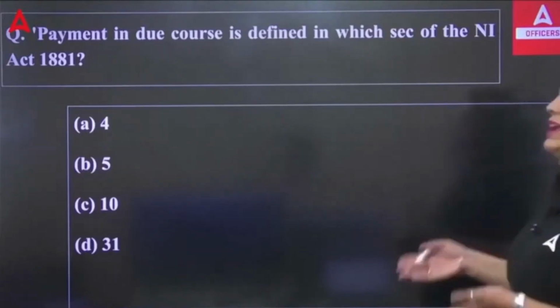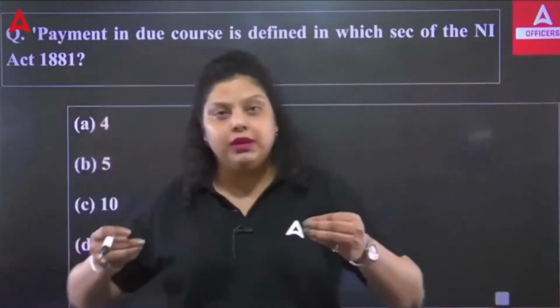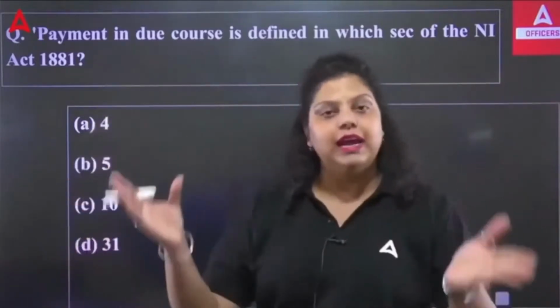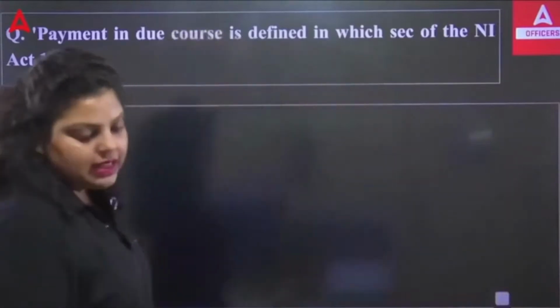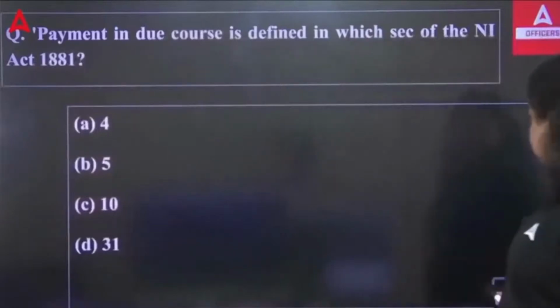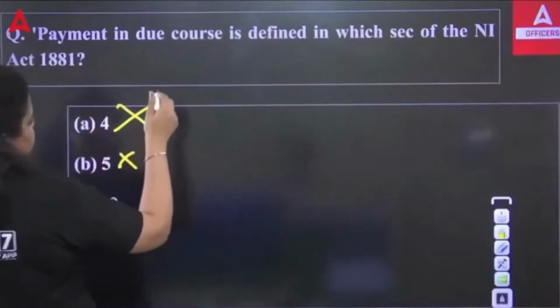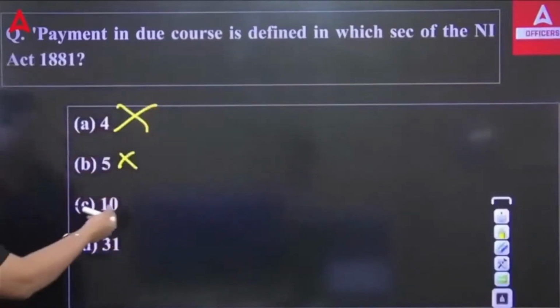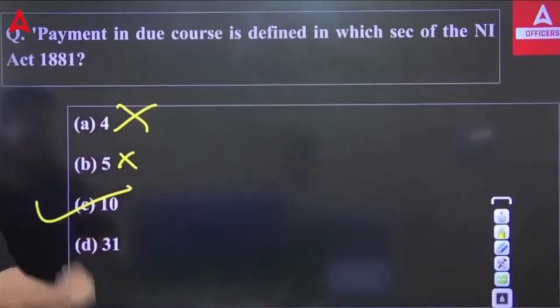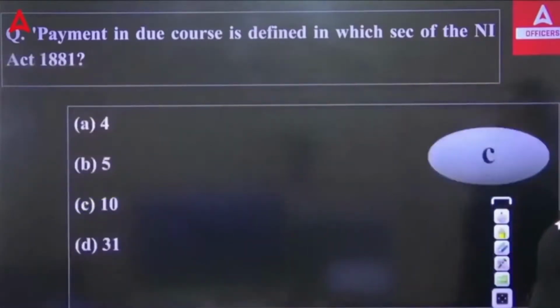Like I have told you, a check has a validity of 3 months. So when you are making the payment of a document according to its apparent tenor, that is payment in due course. That will be known as your payment in due course. It cannot be defined under 4 or 5 because those are the promissory note and bill of exchange. It can be C or D only. So the right answer is C. Section 10 talks about payment in due course.